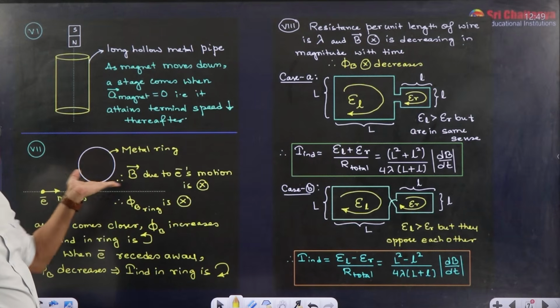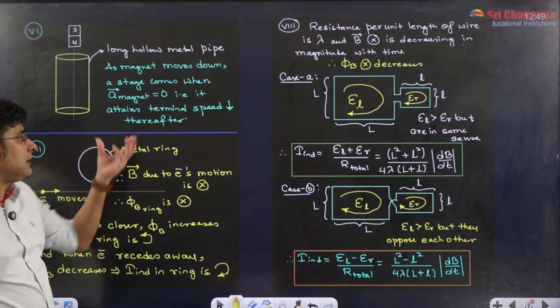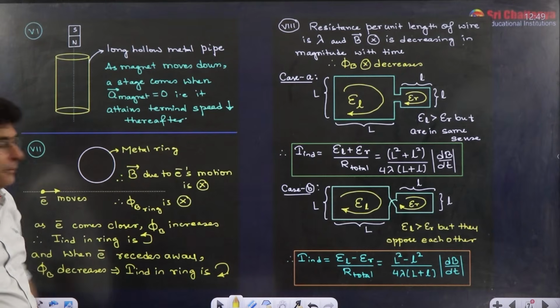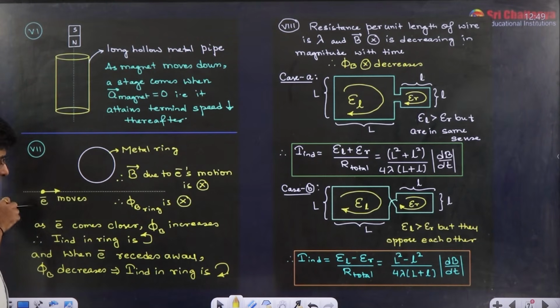So the acceleration will continuously become lesser and lesser than g, and a stage will come when it becomes 0. So after that it attains terminal speed. Next we have a metal ring, and suppose an electron is moving.